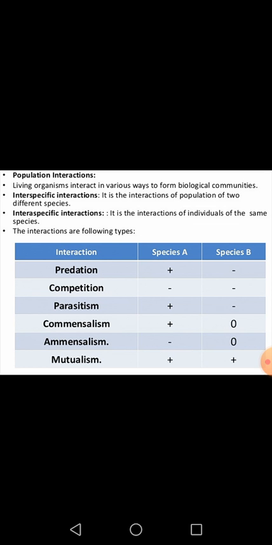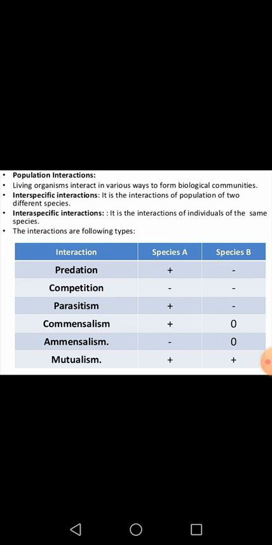If you observe the chart, there are interactions and species A and species B mentioned here. In the different types of interaction you are observing plus or minus symbols. The plus symbol indicates which species is going to benefit, and the minus sign indicates which species is going to be harmed. If 0 is mentioned here, it means there is a neutral interaction, with no harm or no benefit to that particular species.